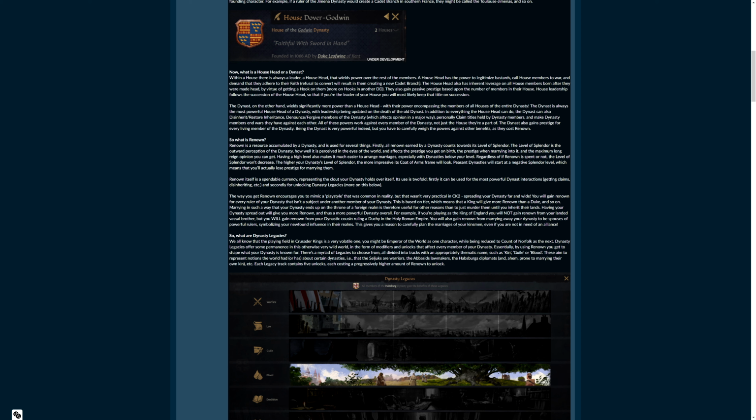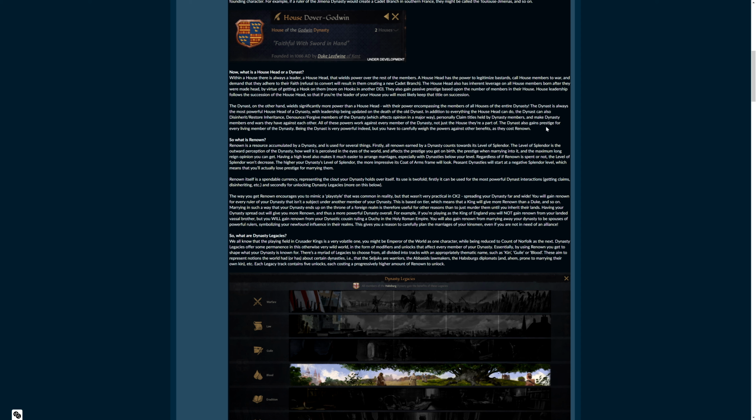In addition to everything the house head can do, the dynast can also disinherit and restore inheritance, denounce, forgive members of the dynasty, personally claim titles held by dynasty members, and make dynasty members end wars they have against each other. All of these powers work against every member of the dynasty, not just the house they are a part of. I suspect, or I expect, there can be resistance by the members of the house like it is now in the council. And that is what makes things interesting.